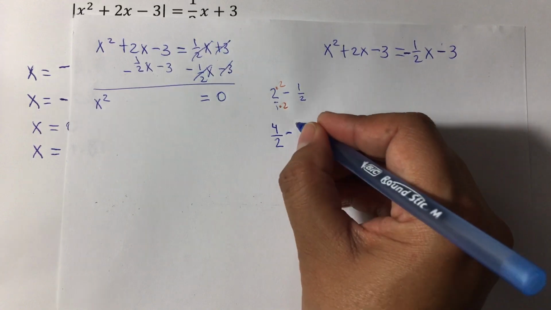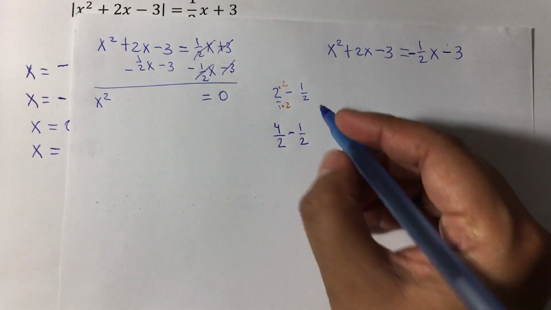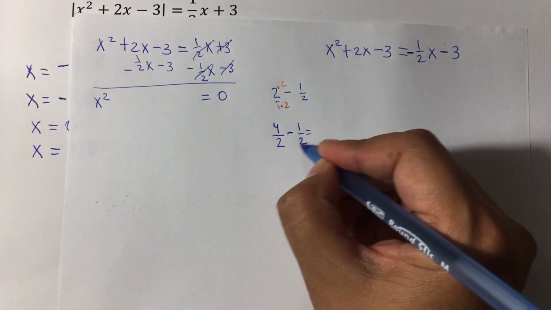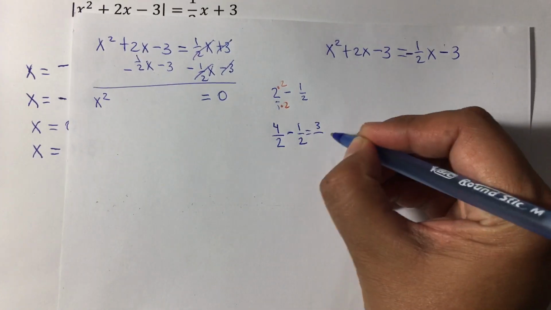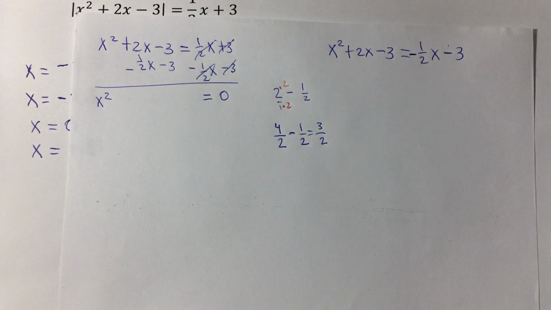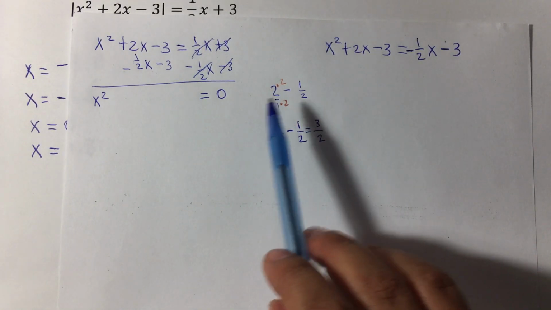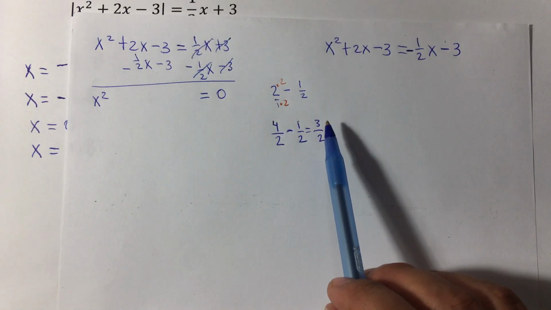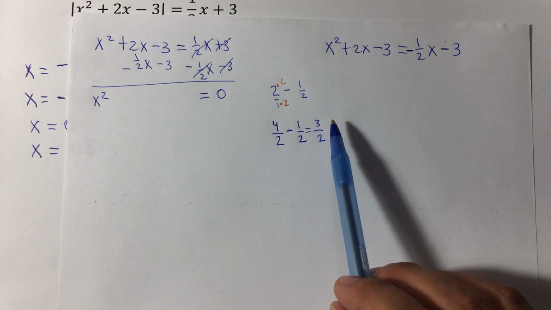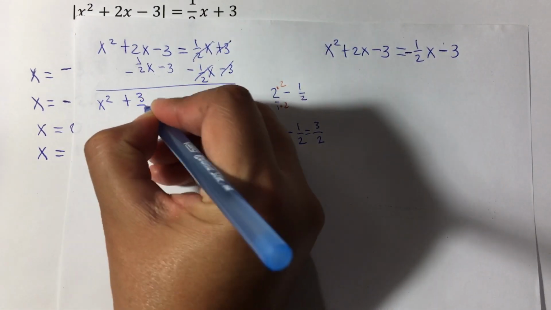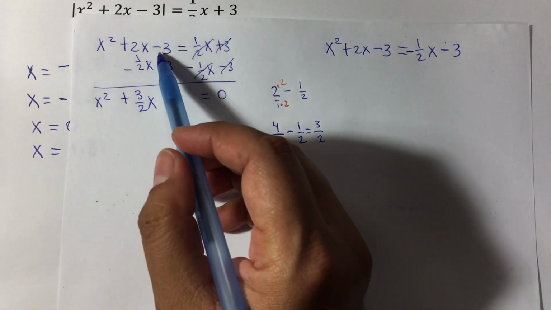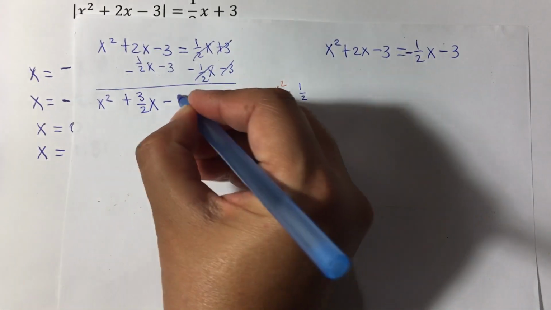Subtract the 1/2. And once we have a common denominator, we just subtract: 4 minus 1 is 3. And keep the common denominator. So the same thing as 1.5 or 1 and 1/2 or 3/2 is the same thing. Okay, plus 3/2 x. And then negative 3 minus 3 is negative 6.